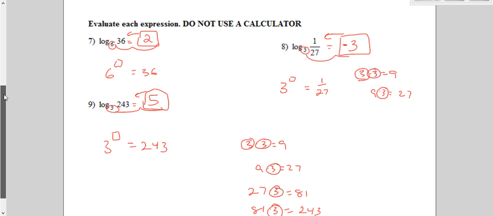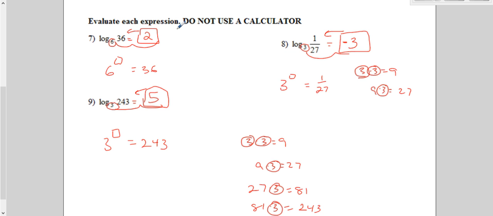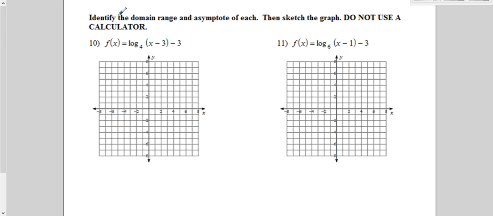Okay, so that's converting logarithmic functions into exponential, and then evaluating how to come up with the exponential value if we were to convert this over. But the answer to a logarithmic function is the exponential value of the exponential format. Okay, let's look at number 10. We want to identify the domain and range and asymptote of each of these.